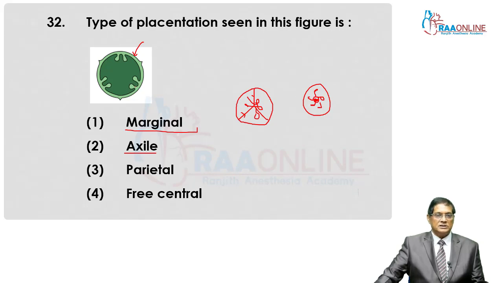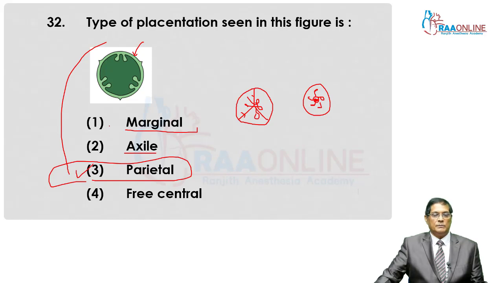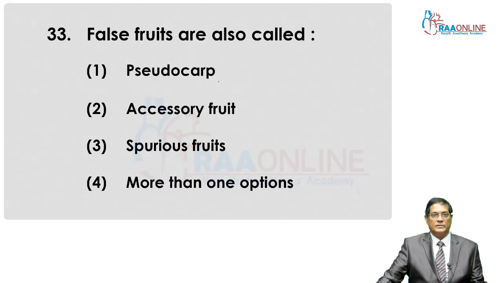But in this diagram you see, the placenta is at the periphery. So this is a good example of what? Parietal placentation. So the answer to this question is, the figure is showing parietal placentation.